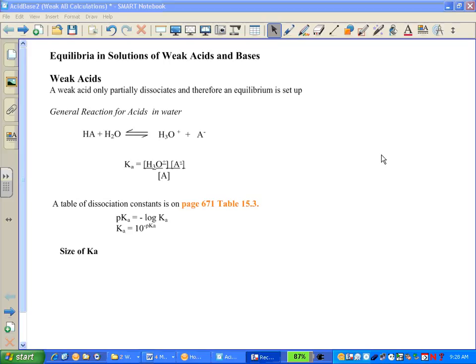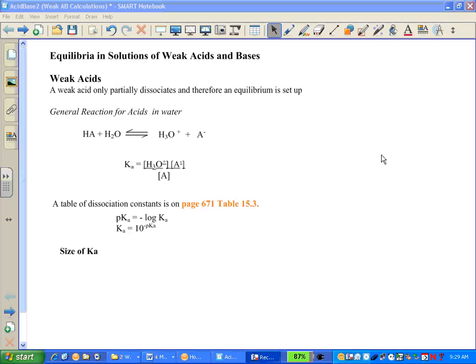In the last lesson, the focus was defining acids and bases, looking at their strengths and structures, and as well we looked at how to calculate the pH of solutions that are strong acids or bases. The focus of this lesson is weak acids and bases. The difference comes from the fact that a weak acid or base is a substance that only partially dissociates. Therefore, when we're studying these solutions, we're going to need to set up an equilibrium.